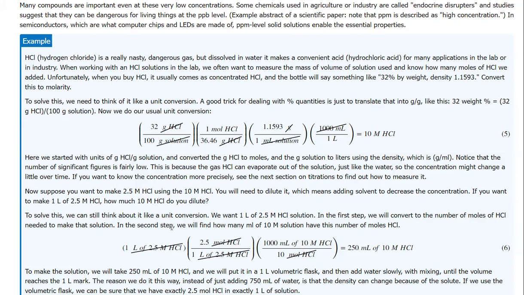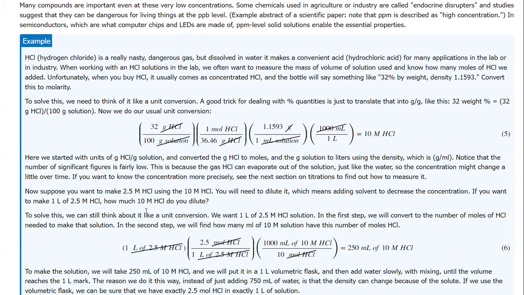Other problems: suppose you want to make a 2.5 molar HCl using 10 molar HCl. So you need to dilute it. We actually have two unknowns in this, so it depends on how much solution we want. Often it'll actually give you a volume. So if you want to make 1 liter of 2.5 molar HCl, then you have a volume and a concentration, so we can find the moles.